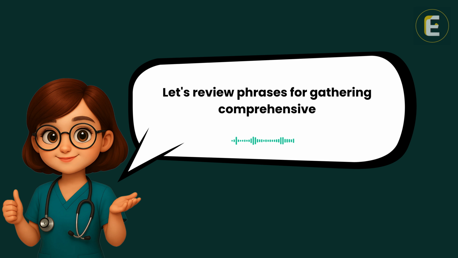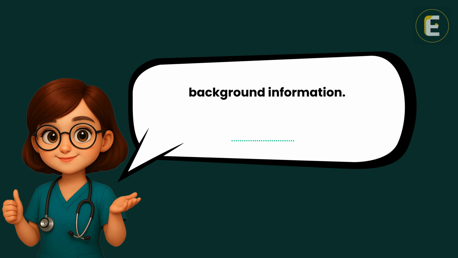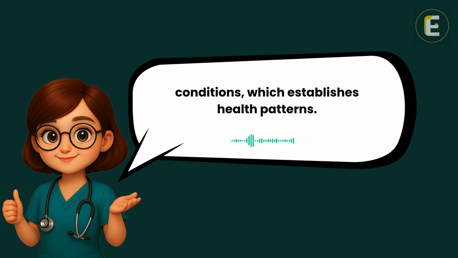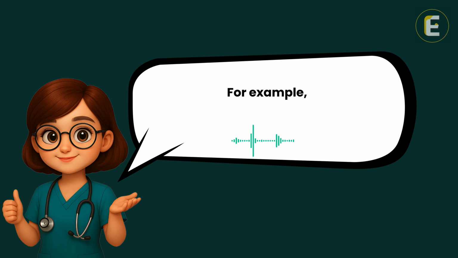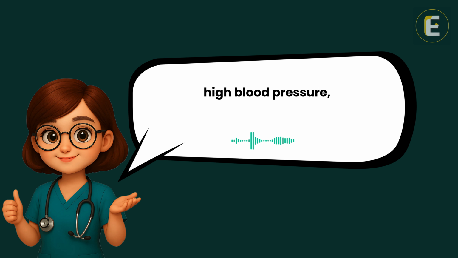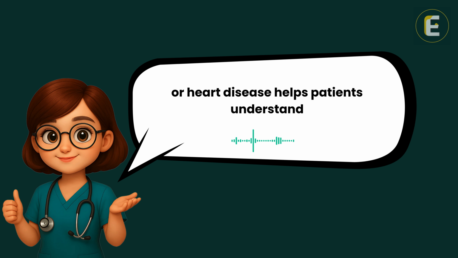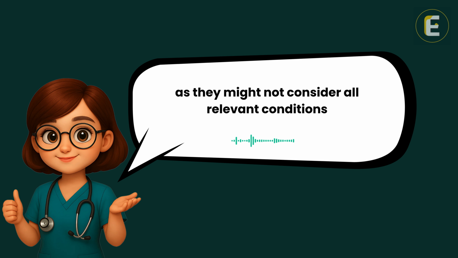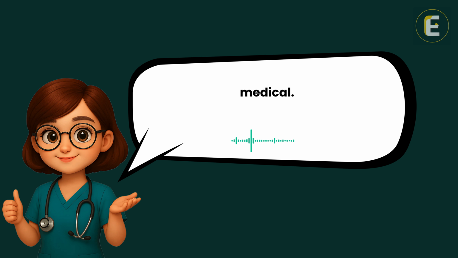Let's review phrases for gathering comprehensive background information. After addressing immediate concerns, you'll need to ask about inquiring about past medical conditions, which establishes health patterns. For example, do you have any chronic health conditions such as diabetes, high blood pressure, or heart disease? In this question, listing examples like diabetes, high blood pressure, or heart disease helps patients understand what types of conditions you're asking about, as they might not consider all relevant conditions medical.